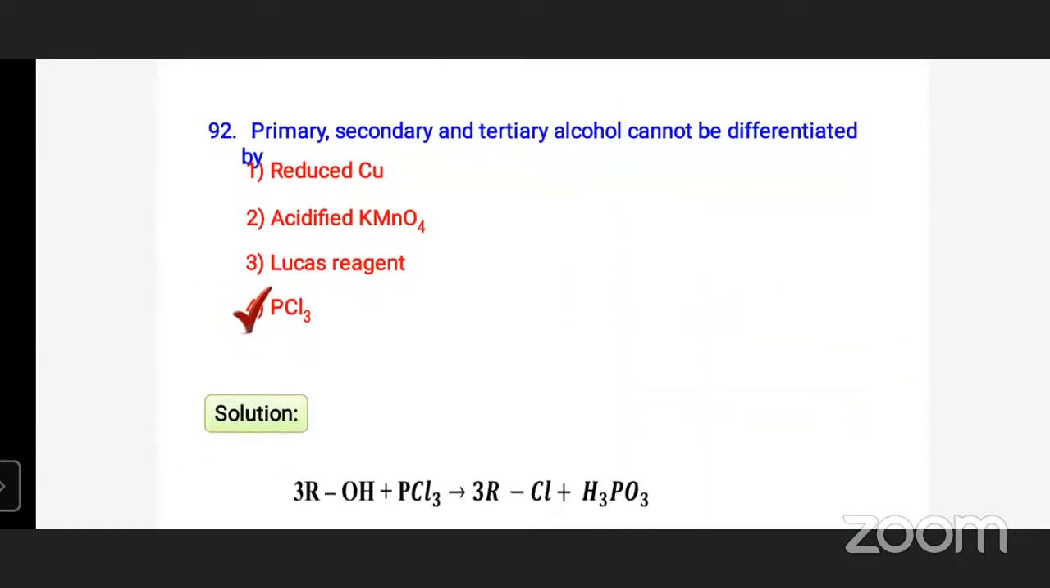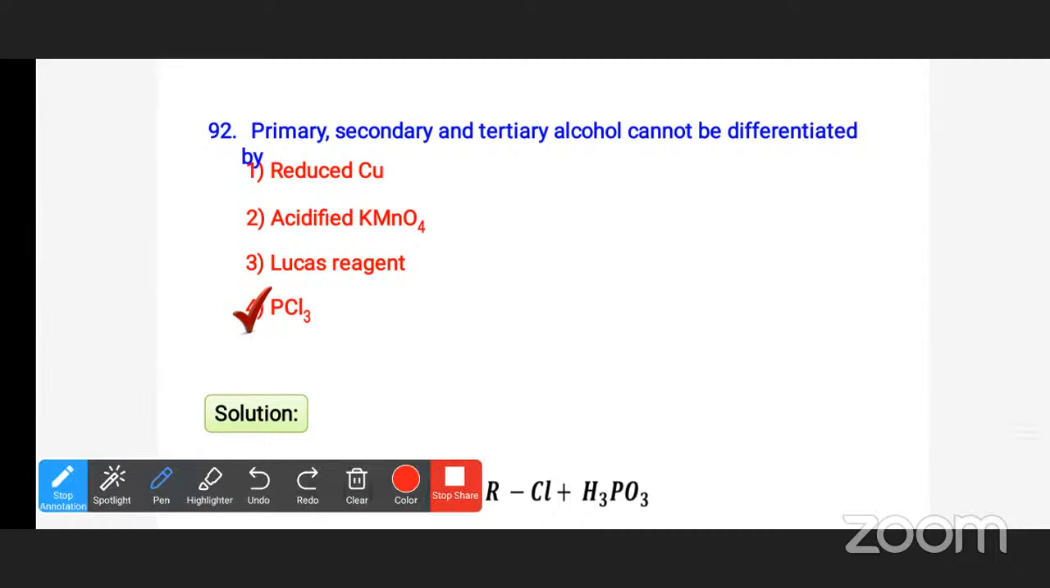Primary, secondary and tertiary alcohols cannot be differentiated by reduced copper, acidified KMnO4, Lucas reagent, and PCl3. Primary and secondary alcohols react with PCl3. PCl3 reacts with primary alcohol to form ethyl chloride and H3PO3. So in the above options, the fourth option, PCl3, is the correct option.